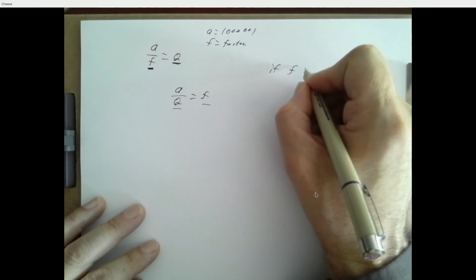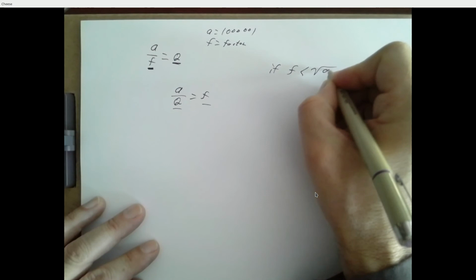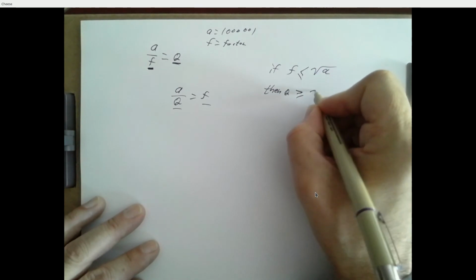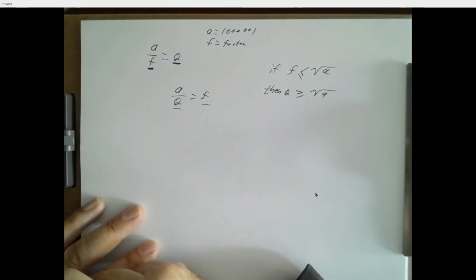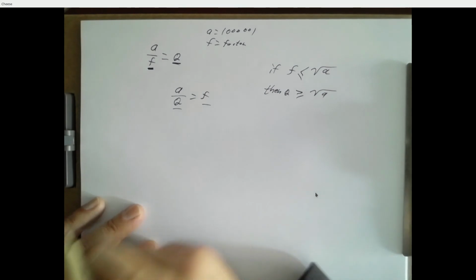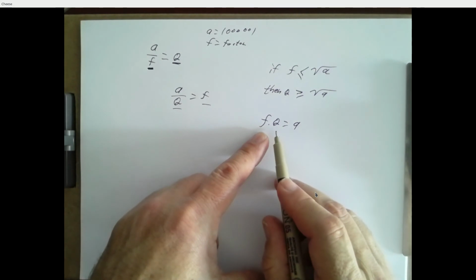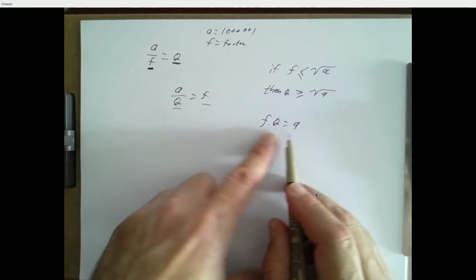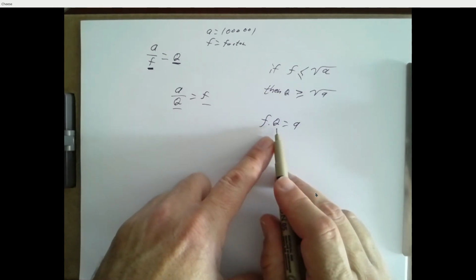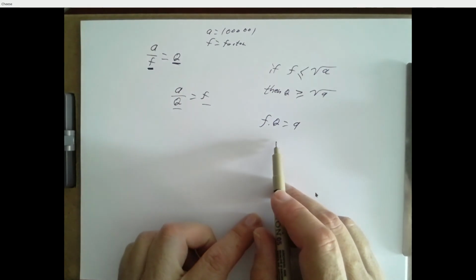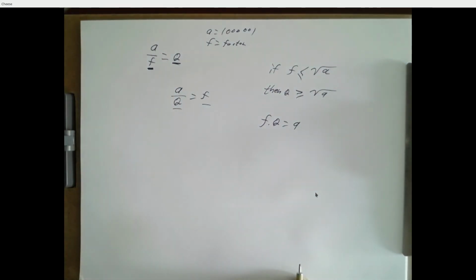So here's the thing to note. If F is less than or equal to the square root of A, then Q has got to be bigger than or equal to the square root of A. Right? Why is this? Because F times Q is equal to A. If both of these are smaller than the square root of A, you get something smaller than the square root of A squared, which is going to be smaller than A. And if both of these are bigger, you get something bigger than the square root of A squared, which is equal to A.